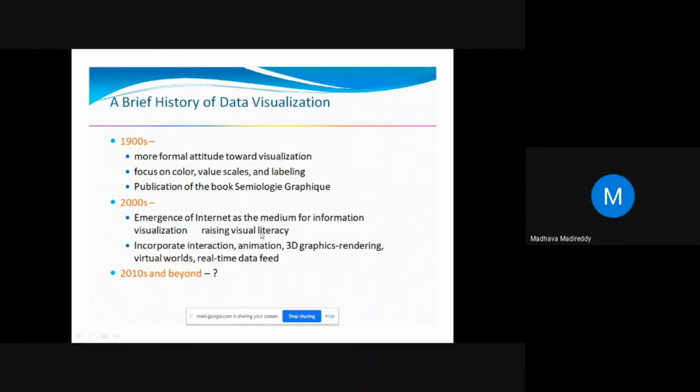The emergence of the internet has dramatically changed it during the last 20 years or so. The internet has made information visualization and data visualization really easy. Now people have a very good understanding of 3D graphics, animation, graphics rendering, virtual worlds, real-time feed. All of these were not around in the 1990s, but mostly they are the elements of this millennium.